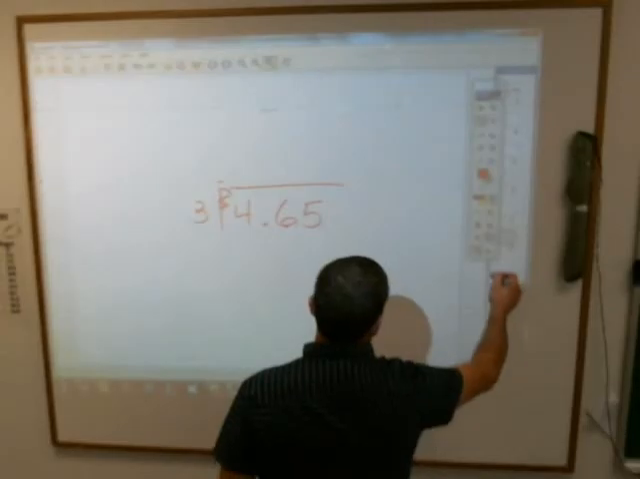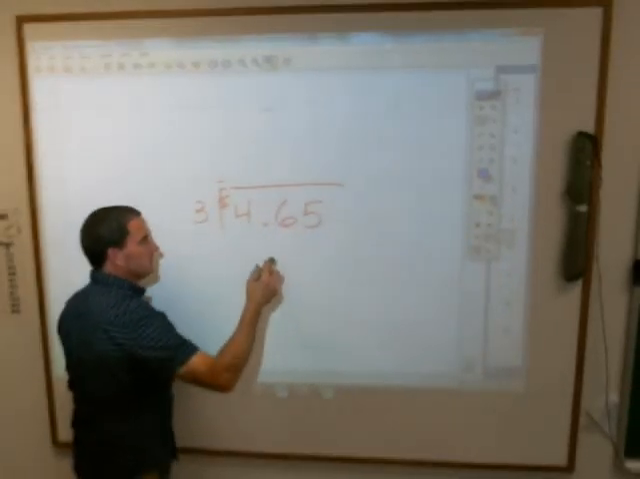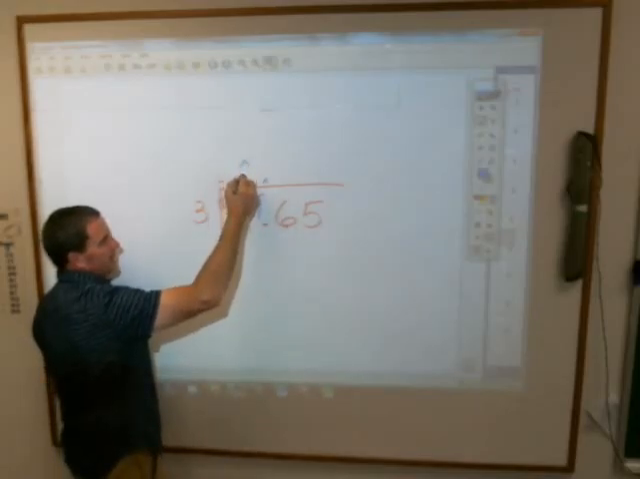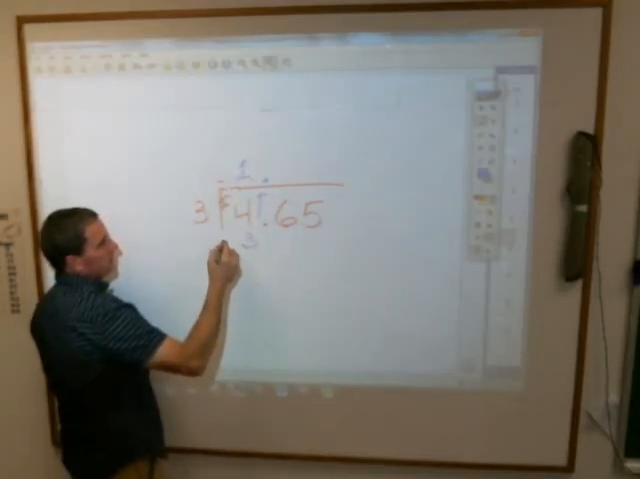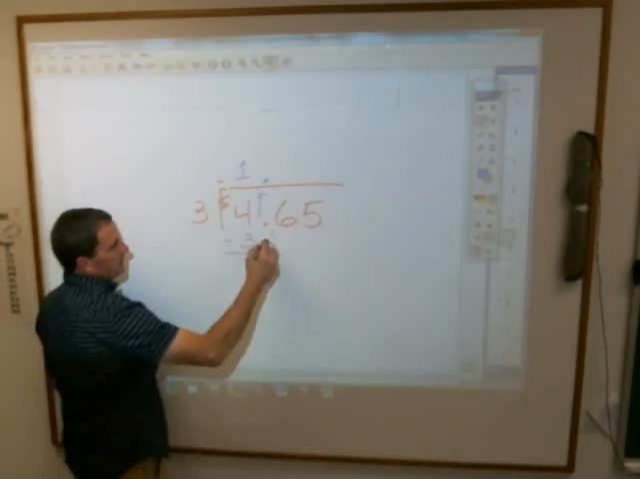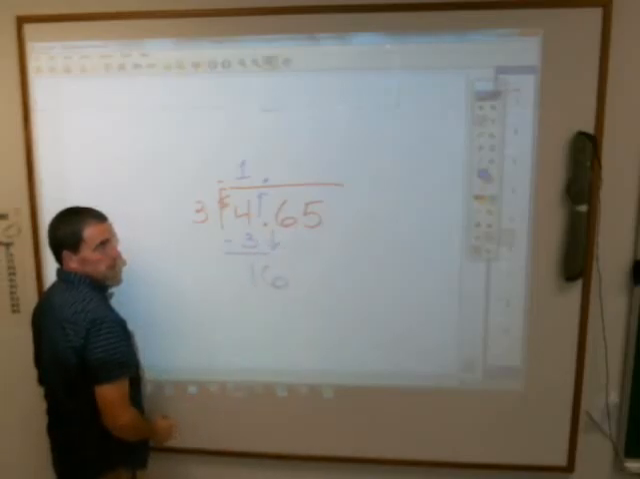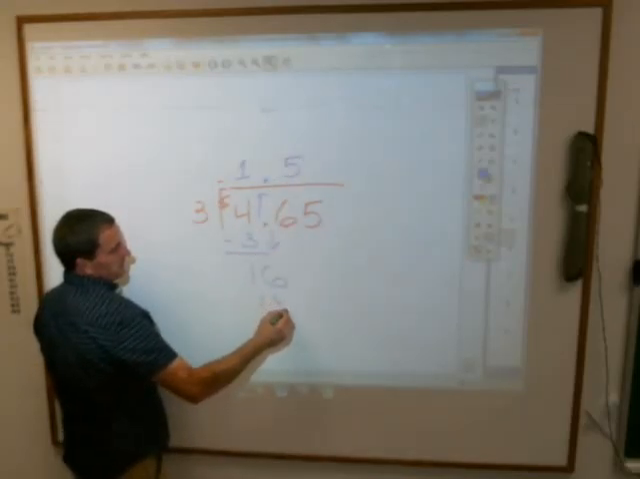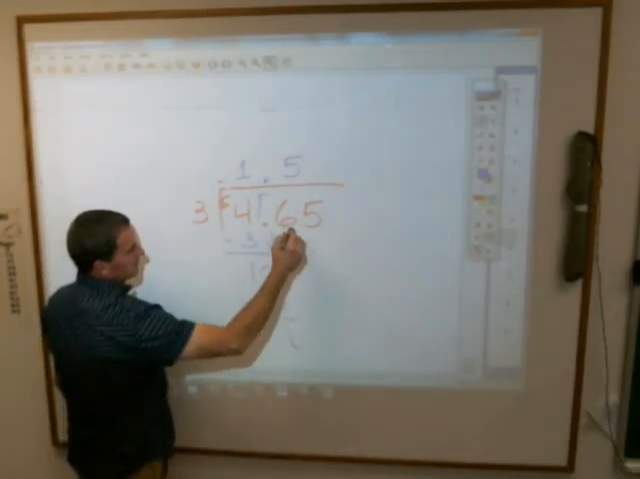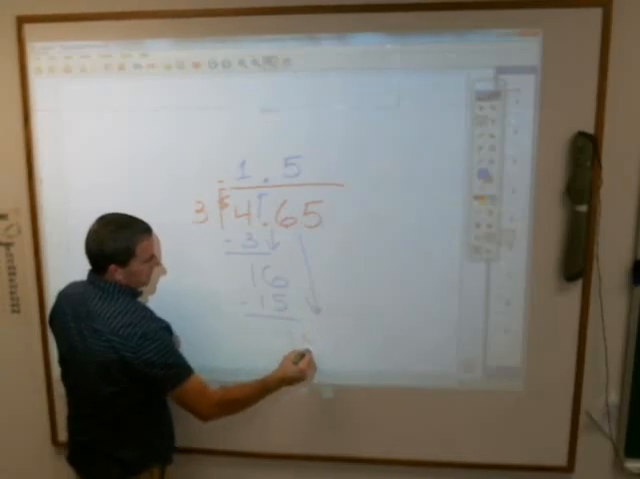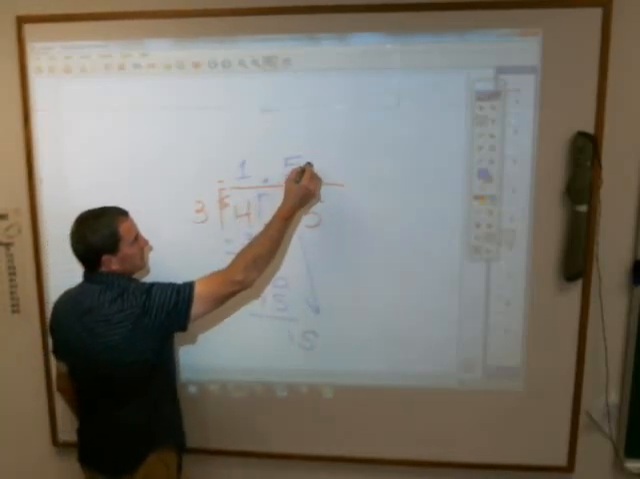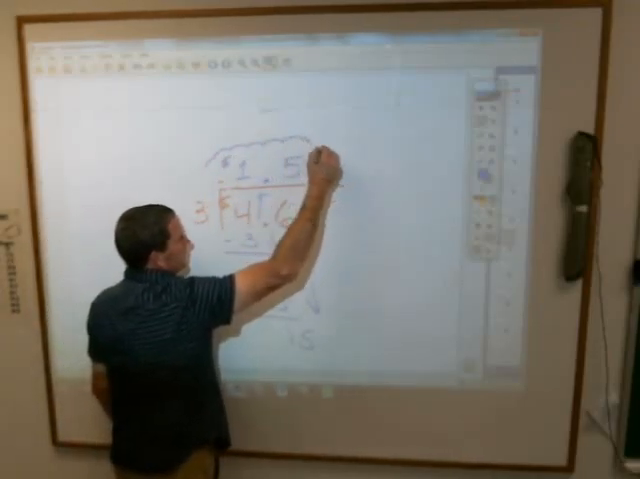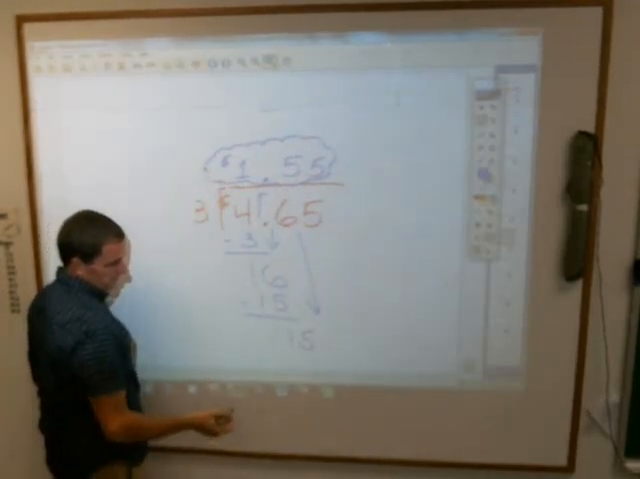And this is how it should look. Most of you got this. Again, I would put this decimal right above here. 3 went into 4 one time, correct? Multiply, you get 3, subtract, you bring down, 3 goes into 16. No, 3 times 5 is 15. Subtract, bring down your last 5, and 3 goes into 15, same thing. 5 times. So $1.55.